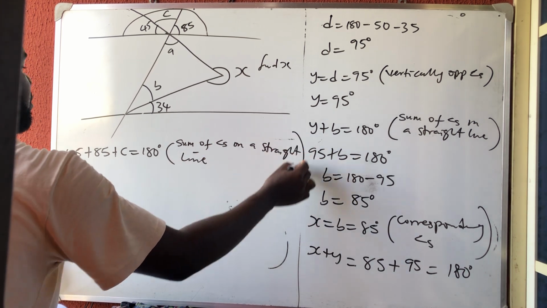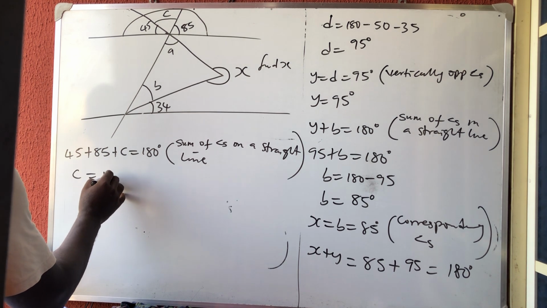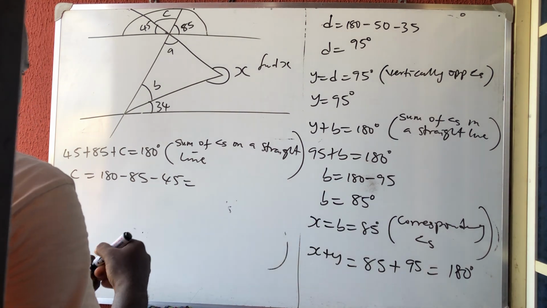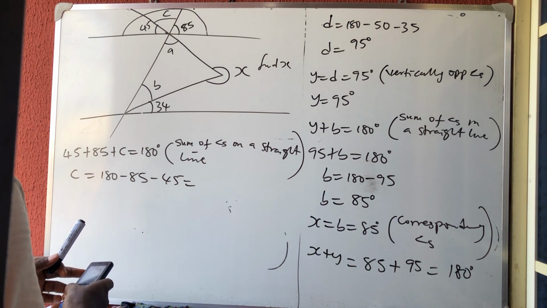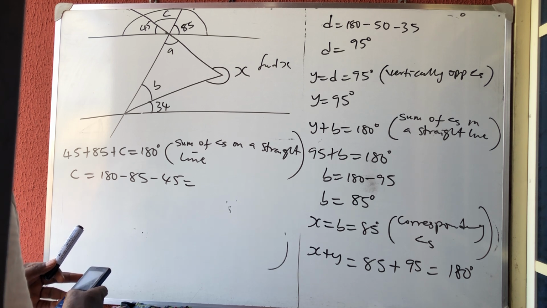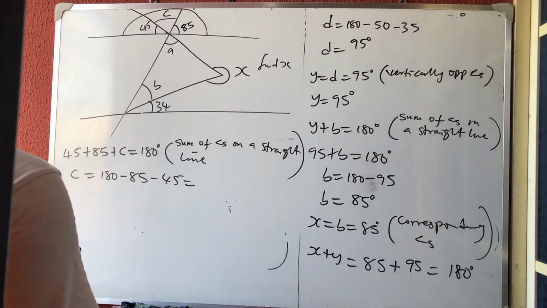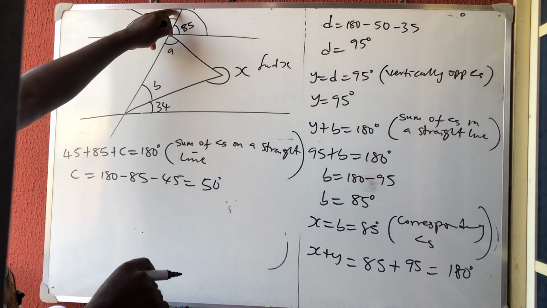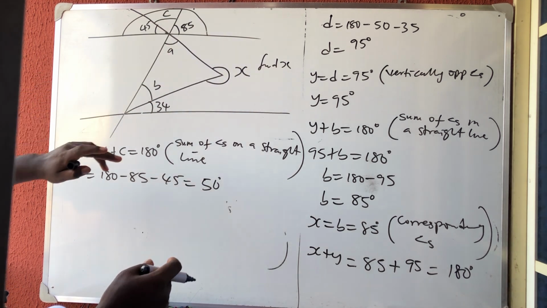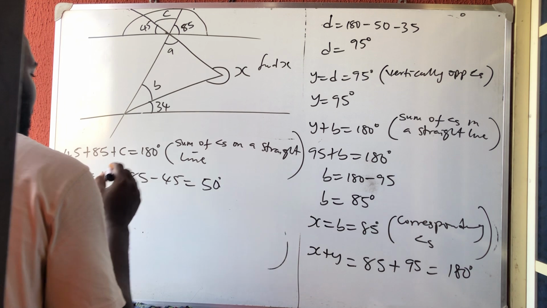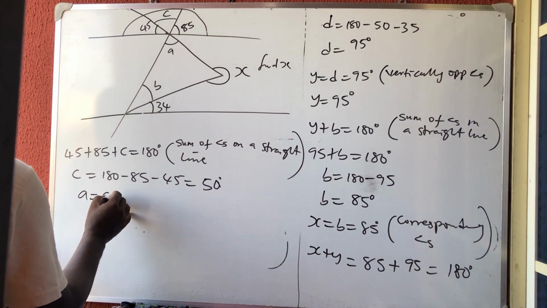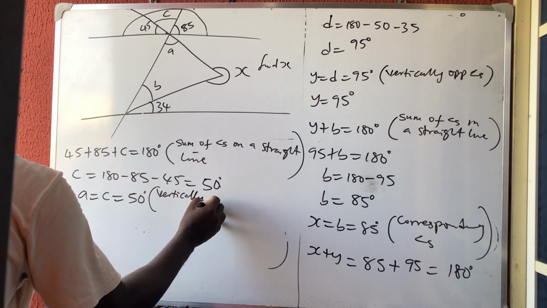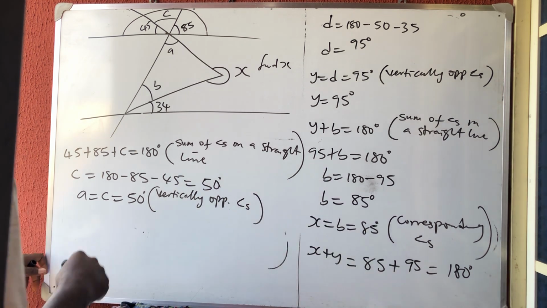Okay, so what do we have now? We now have that C is equal to 180 minus 85 minus 45. So I'm having 50 degrees. So if C is 50, automatically A is 50. Why? Vertically opposite angles. Don't forget. So we are going to have that A is equal to C, which is equal to 50 degrees. The reason is vertically opposite angles. Okay? So we have gotten that place.